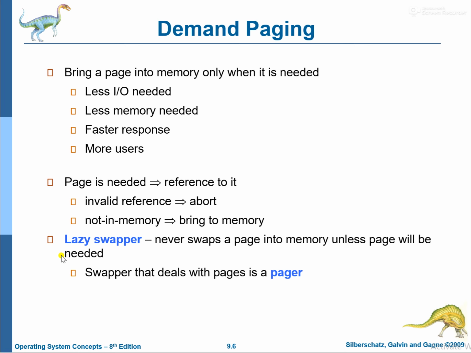Okay, there is one thing that is called a lazy swapper. What is a lazy swapper? It means never swap a page into memory unless the page will be needed. So demand paging is more like the paging scheme with swapping, like swap in, swap out. The swapper that deals with paging is called a pager. Okay, what is this invalid reference and not in memory? This is what we are going to discuss in the coming slide.